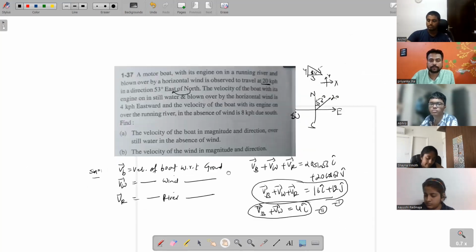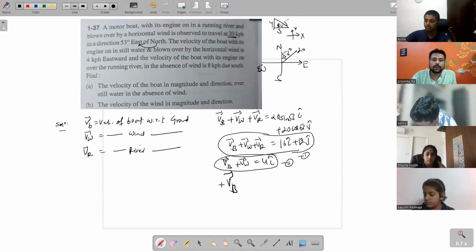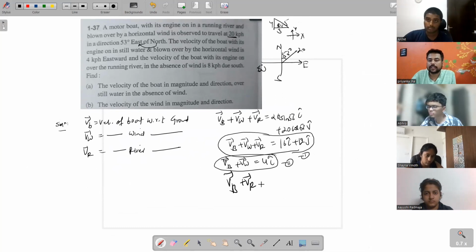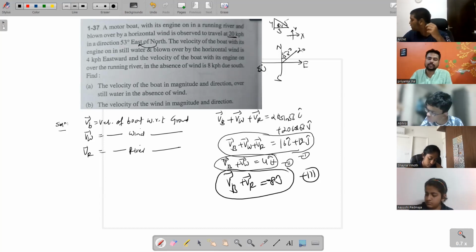Third equation would be the velocity of the boat with its engine on, meaning there will be the contribution of the boat's engine velocity over the running river. So in this case, we'll have river velocity, but in the absence of wind, that is 8 kilometer per hour due south. South is downward, that is towards minus y. This is your third equation. Solve these three equations, you will get the answer.